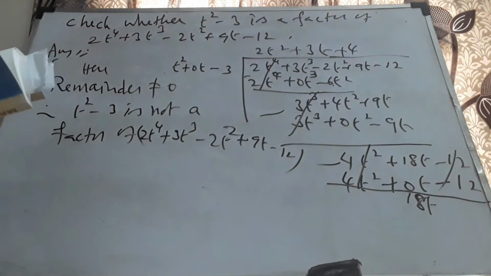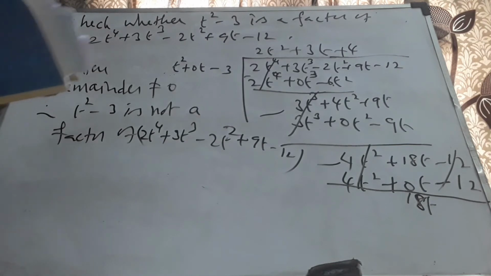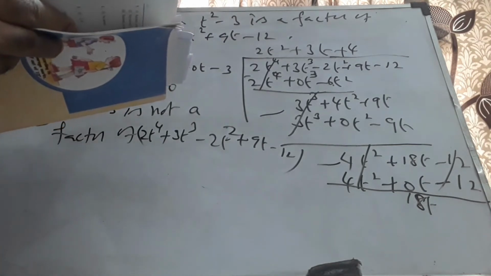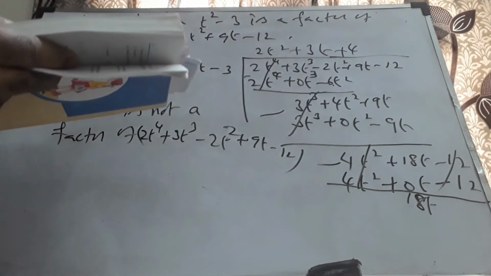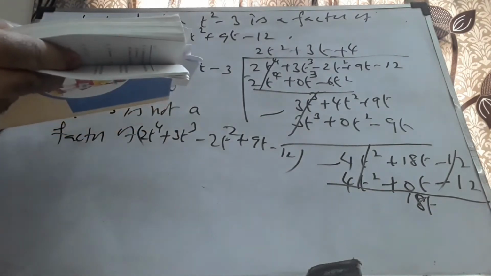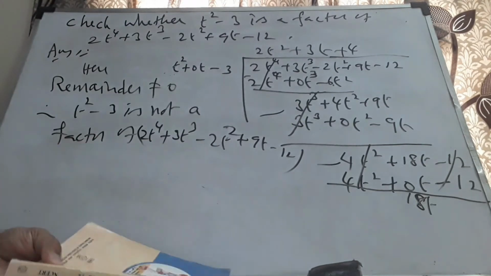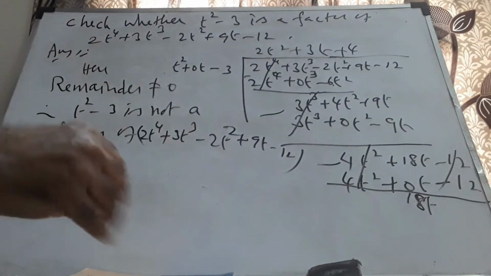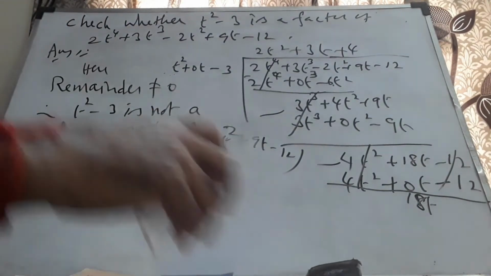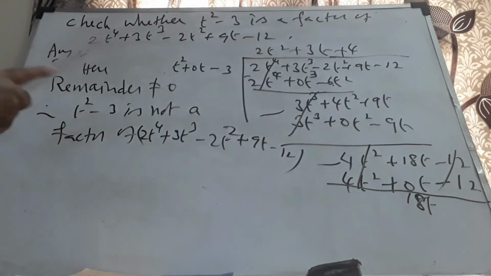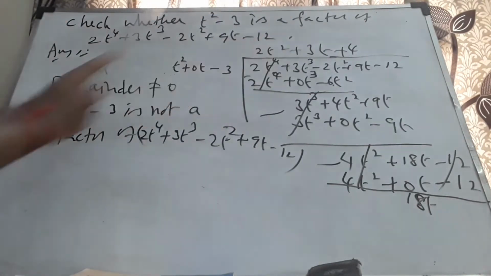Okay, have I taken something wrong? 2t power 4 plus 3t cube minus 2t square. Sorry, he has given minus 9t, I have taken plus 9t. Anyway, okay, I'll explain the next problem quickly. Check whether this is a factor.